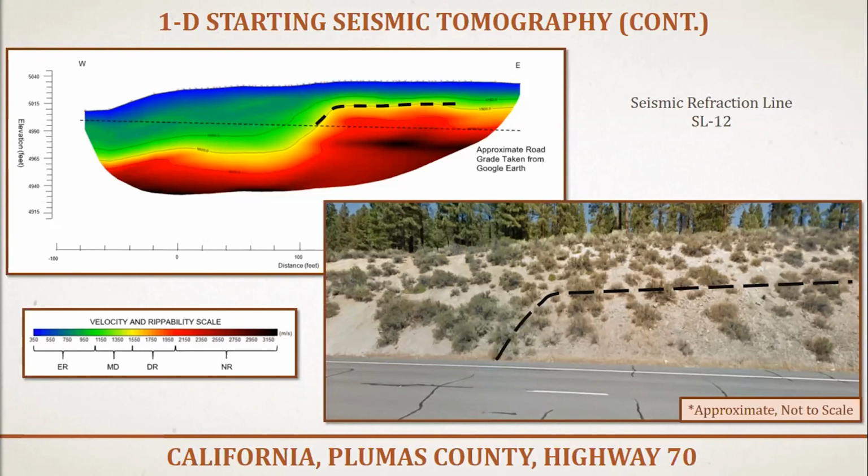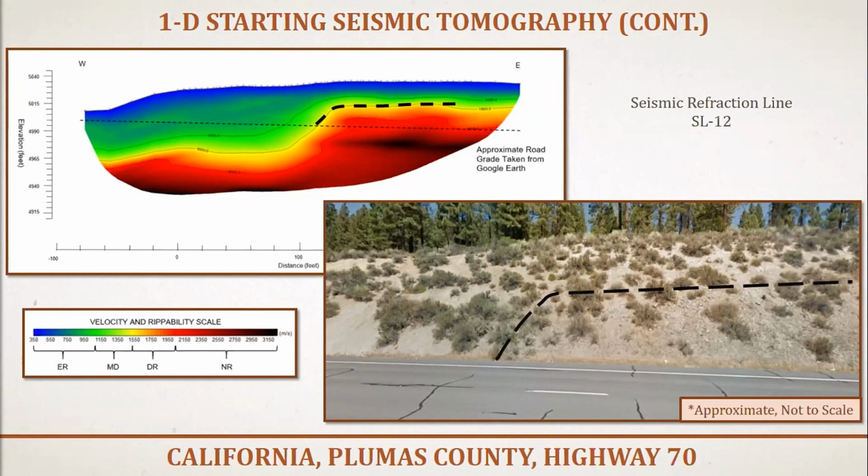The higher velocities are offset from low elevations on the western side of the model to higher elevations on the eastern side of the model. Since this profile was collected inboard along a road cut adjacent to the highway, we are able to compare our results from the inboard seismic profile to the visible geology on the cut face.